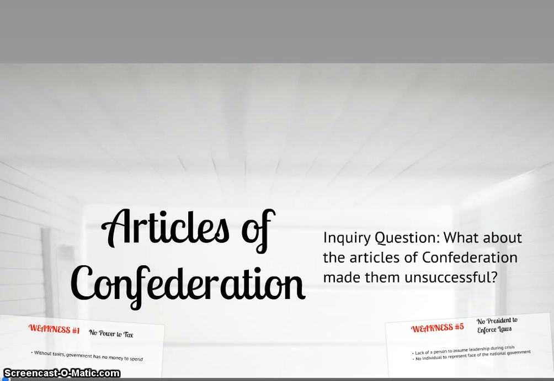Good evening and welcome again to our new unit on the development of a government in the United States. We are going to start with our first government, the Articles of Confederation, which was set up shortly after the Declaration of Independence. Our inquiry question is, what about the Articles of Confederation made them unsuccessful?